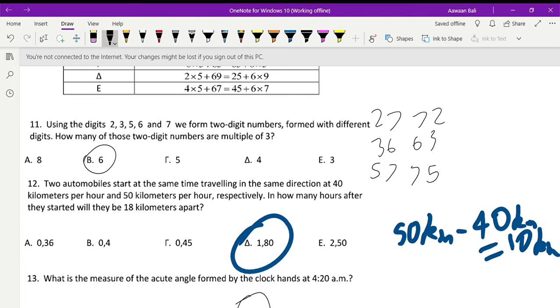So now you go to 6. 6 plus 2, 8, no. 6 plus 3, 9, yes, but we already wrote 63. 6 plus 5, 11, no. 6 plus 7, 13, no.